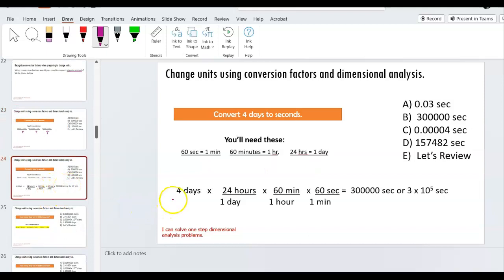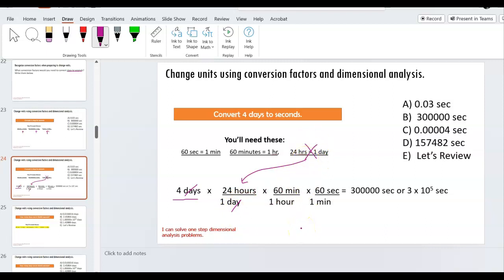But again, I started with 4 days because that's what was given in the problem. And I started plugging in my conversion factors. I used this one first because, again, you want units to cancel. And it's the only one up there with days, right? So I need to use that one and cancel out my day. And we're only going to use each conversion factor once. So now we're done with that one.